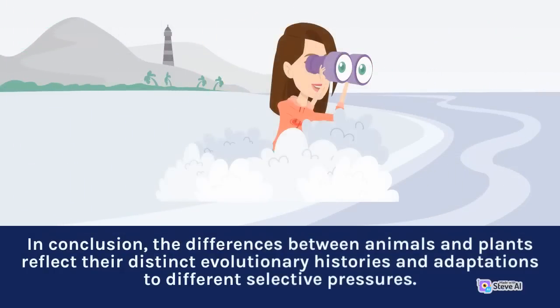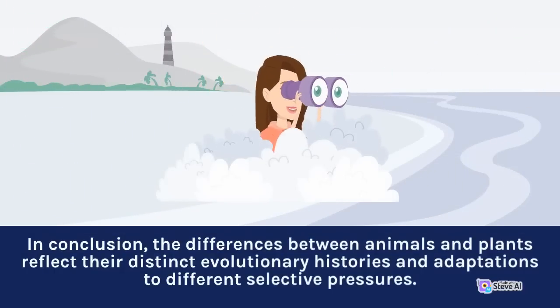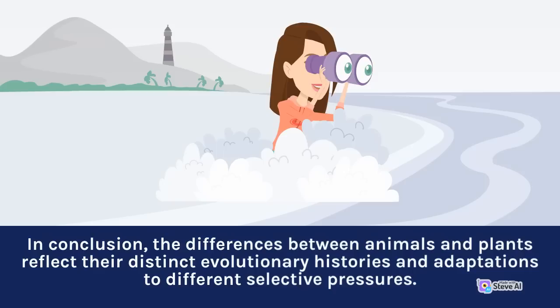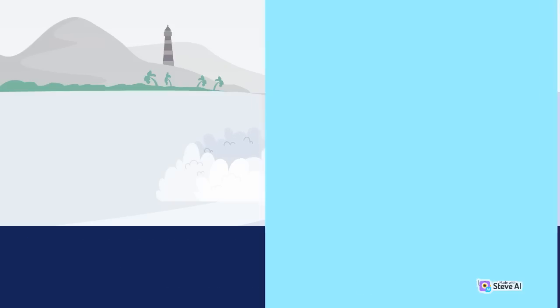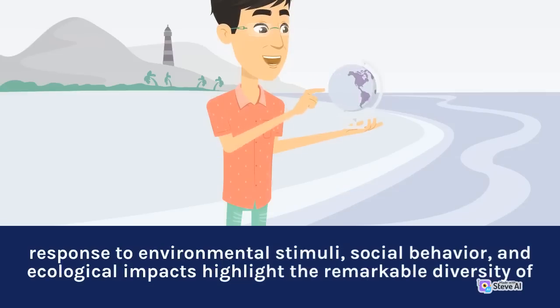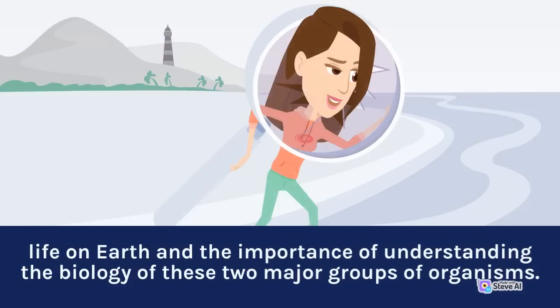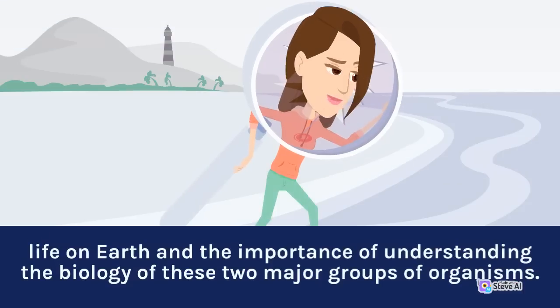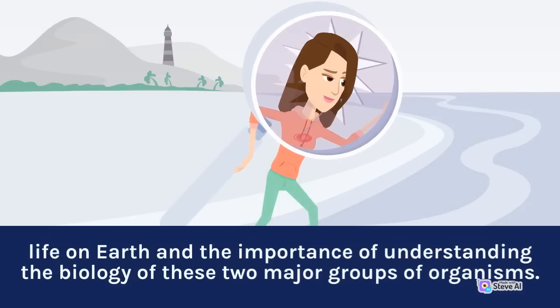In conclusion, the differences between animals and plants reflect their distinct evolutionary histories and adaptations to different selective pressures. The differences in their cell structure, mode of nutrition, morphology, life histories, response to environmental stimuli, social behavior, and ecological impacts highlight the remarkable diversity of life on Earth and the importance of understanding the biology of these two major groups of organisms.